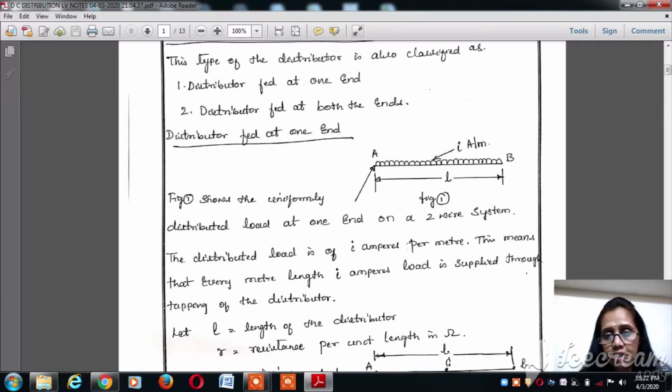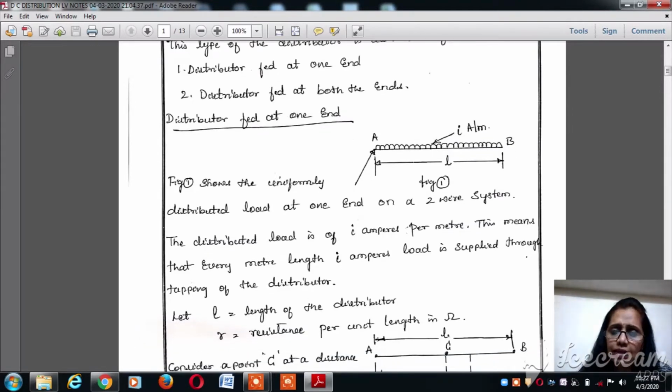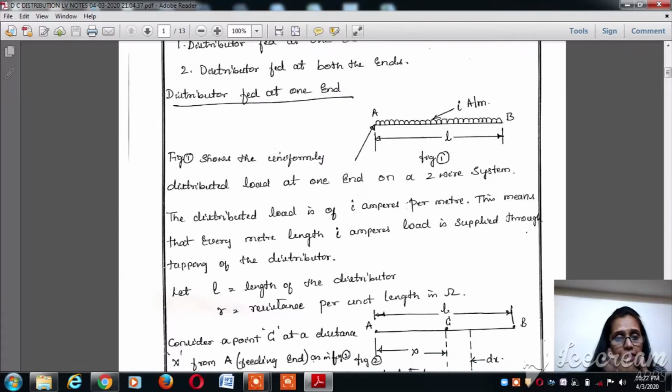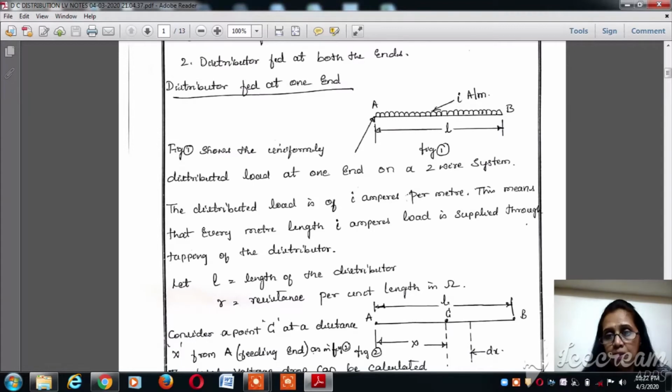The figure shows the distributor. The current loaded here, that is the load, is I ampere per meter. The length of the total distributor AB is L meters, and the distributor is fed at one end. Since we are considering the two-wire DC system, we have to consider both the go and return. It is a very important assumption, because DC always has two polarities, positive and negative. Then we consider both the wires when we design the DC distributor system with the load. So the DC distributed load is I amperes per meter.